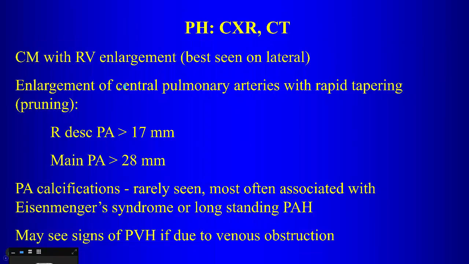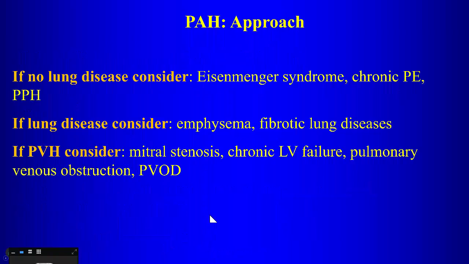So what are the findings on chest radiograph of pulmonary hypertension? Well, the enlarged central pulmonary arteries, you might have right ventricular enlargement. We talked about the enlargement of the pulmonary arteries. Pulmonary artery calcification, the only differential pretty much for pulmonary artery calcification is pulmonary hypertension, longstanding pulmonary hypertension. If the pulmonary hypertension is caused by pulmonary venous hypertension, then there might be signs of the underlying disease. There's left atrial enlargement from mitral stenosis, left ventricular failure, or evidence of the pulmonary venous hypertension itself, with vascular redistribution, interstitial edema, Kerley B lines, etc.